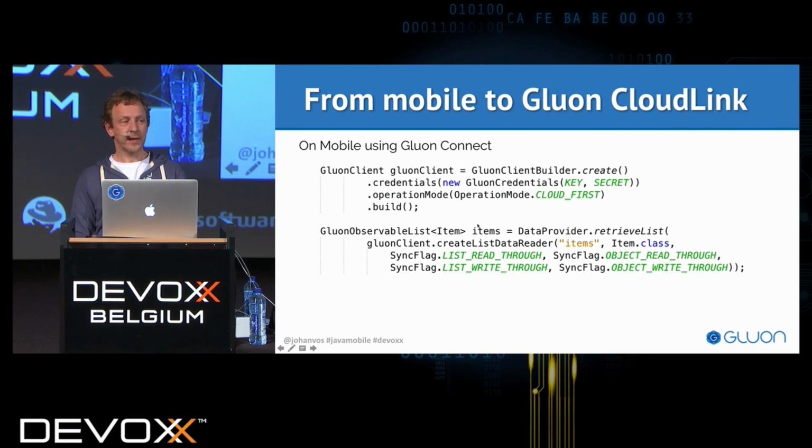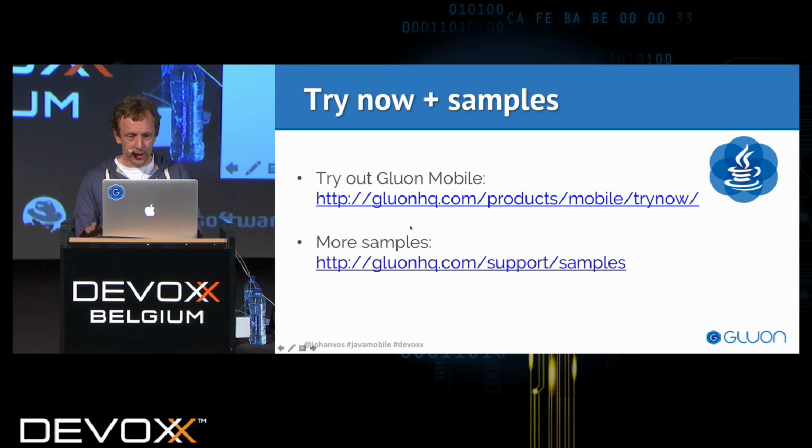Vice versa, if you add an item to that list via the user interface, you don't have to write any specific code. This code is going to do everything for you, because Gluon CloudLink and the client library know that the list is changed, you added something, and you specified list write through, so that item will automatically be sent to CloudLink, and CloudLink will send it to your REST backend. So you don't need to write code for detecting changes on the mobile client. That's all done by the observable list and the built-in detection of a change in a list.